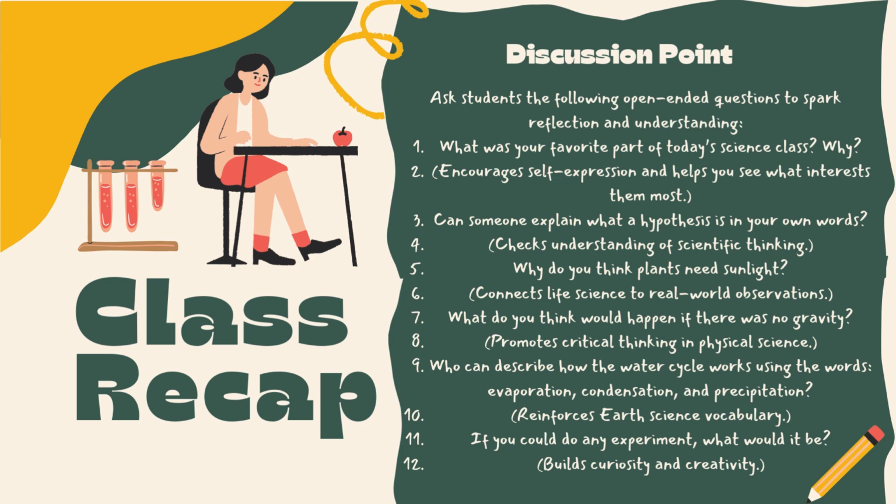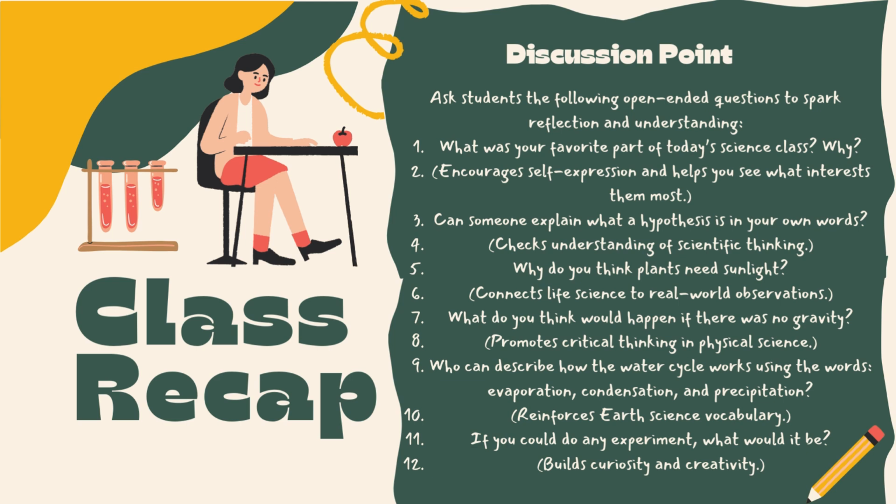Class recap. Discussion points. Ask students the following open-ended questions to spark reflection and understanding. 1. What was your favorite part of today's science class? Why? This encourages self-expression and helps you see what interests them most. 2. Can someone explain what a hypothesis is in your own words? This checks understanding of scientific thinking. 3. Why do you think plants need sunlight? This connects life science to real-world observations.